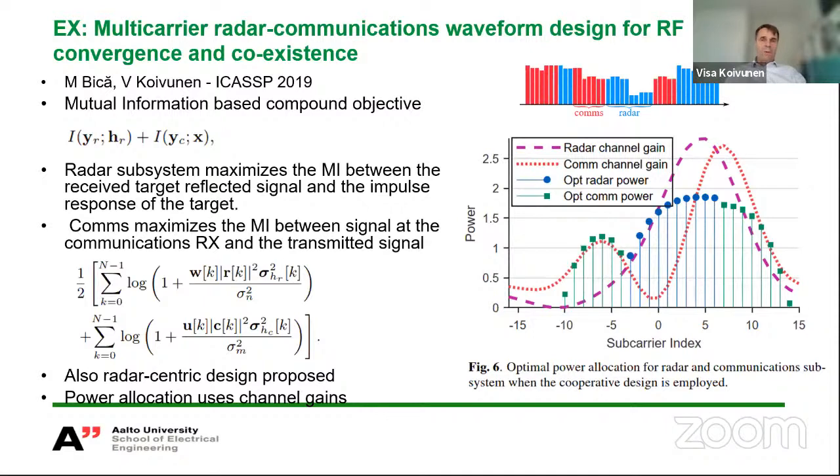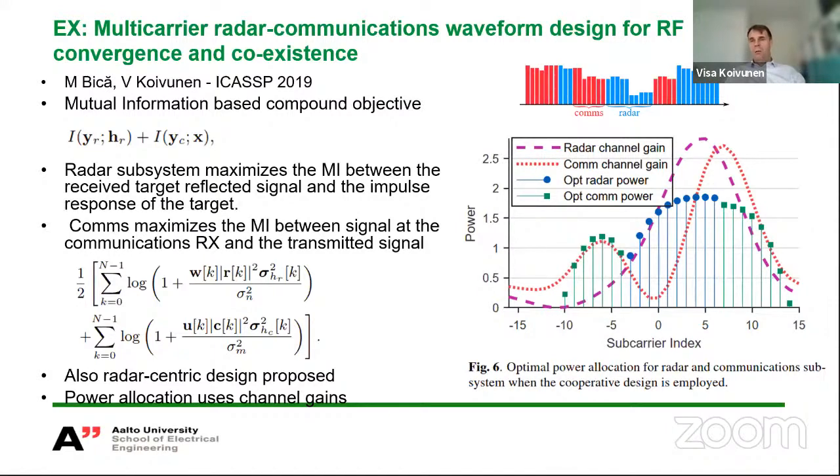And then you could also have different design problems, whether you want to emphasize the radar performance and use the communication system as a kind of sidekick, or vice versa. What this design does is, based on the radar and communication channel gains and mutual information expressions, it will do subcarrier selection. So, for example, in this case, the subcarriers with a green dot are selected for communication purposes, and the subcarriers with the blue dot are selected for radar purposes. And then the channel gains are visible there.